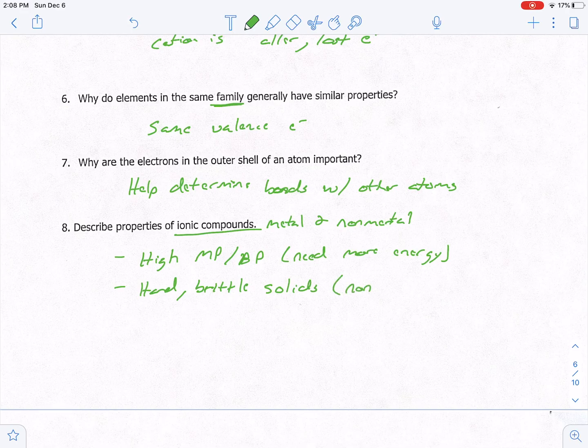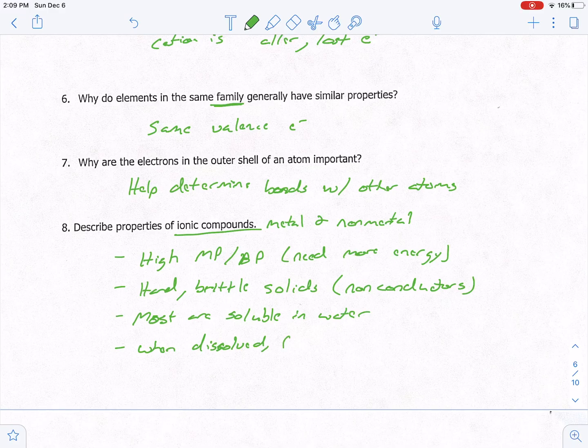And they're also non-conductors whenever they're solids. So that means not very good for electricity when they're solids. However, most are soluble in water. So basically that means we can break it down in water. So when we break it down in water, we dissolve it. Okay, these free ions will float and conduct electricity. Okay, you ought to know these as electrolytes.